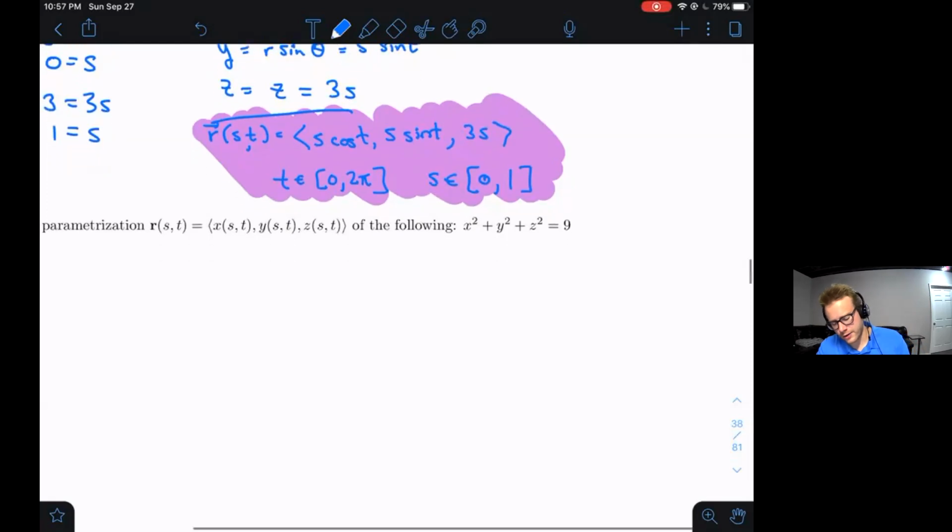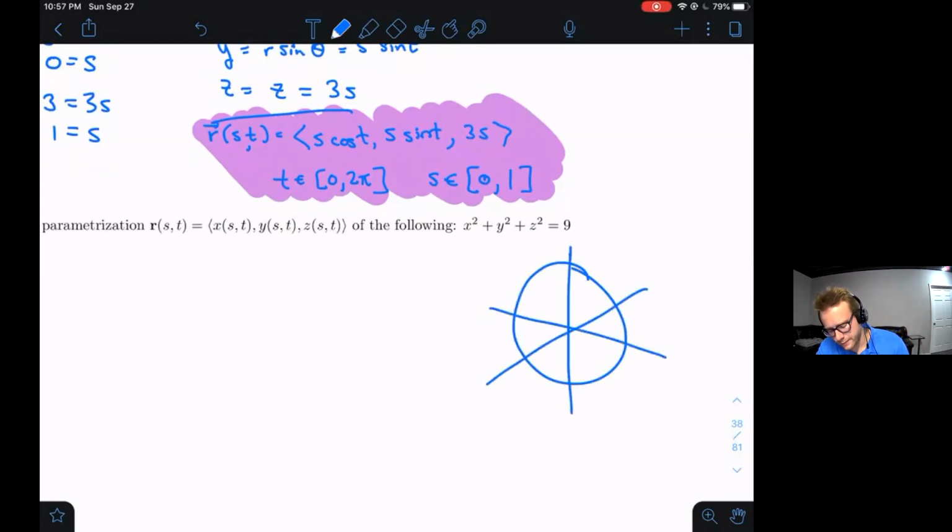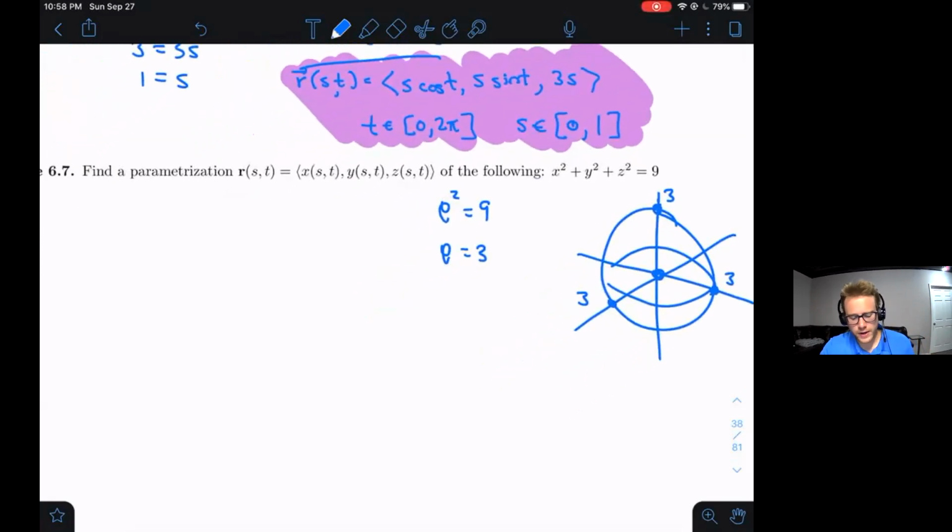And so I could draw a little picture here. This is a sphere of radius 3. Something like that. Not the best sphere ever, but fine. We can also rewrite this, right? This is the same thing as rho squared is equal to 9, or rho is equal to 3. Quite literally, the 3-dimensional radius is 3. And so let's go ahead and try to find a way to parametrize this.